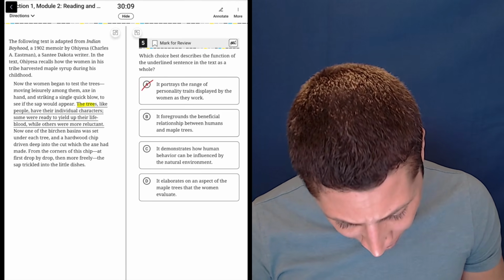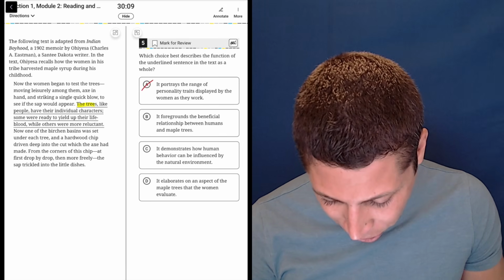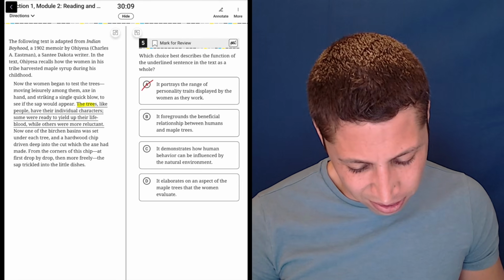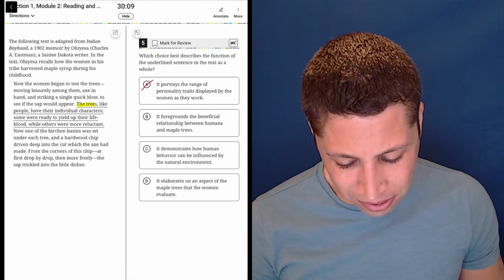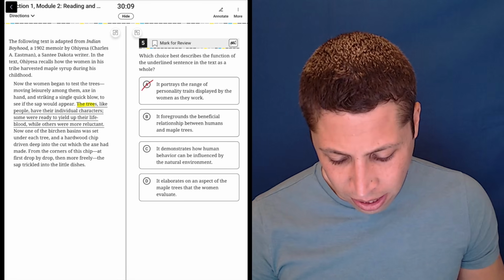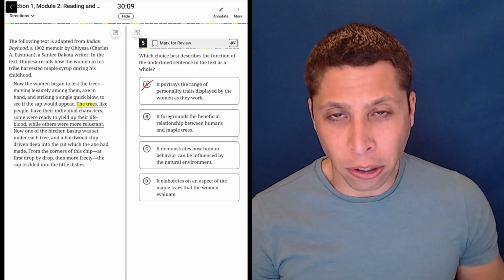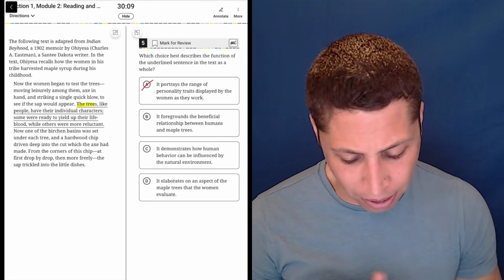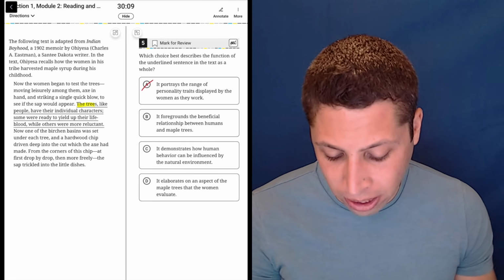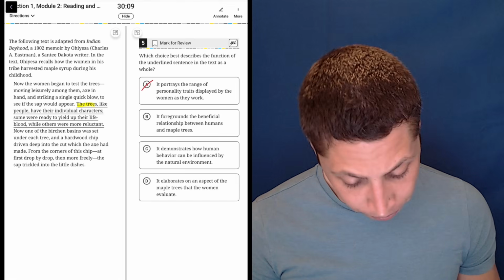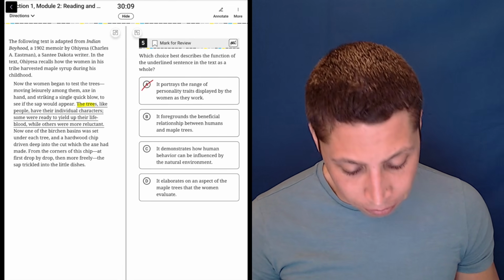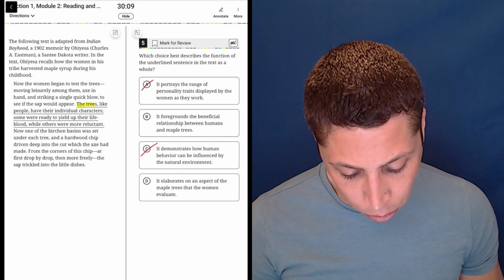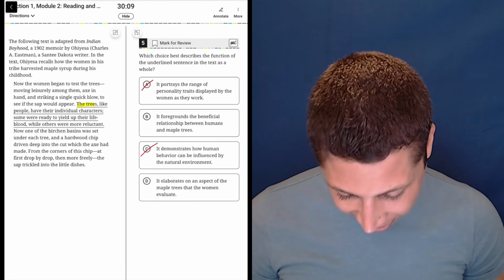It foregrounds the beneficial relationship between humans and maple trees. Well, beneficial is positive, but this sentence seems mixed, right? Some are ready to yield up their lifeblood while others are more reluctant. So just even that doesn't seem right. I don't think this is about the beneficial relationship. It's just describing the trees and giving them kind of a metaphor. It demonstrates how human behavior can be influenced by the natural environment. Nope, not about humans. It elaborates on an aspect of the maple trees that the women evaluate. Ugh, I don't like that one either.